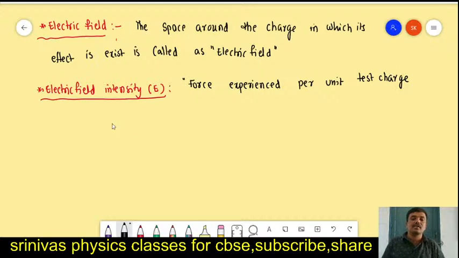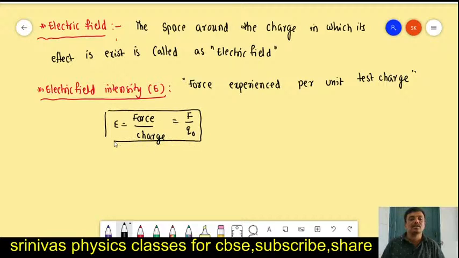The electric field intensity formula is force by charge, E equal to F by Q naught, where Q naught is called the test charge. It is used to know the presence of electric field.